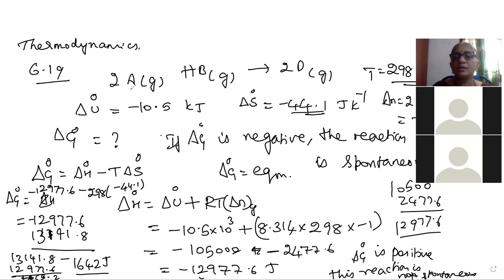Are you able to follow the steps? First, we have delta U naught. Using delta U naught, we calculate delta H naught, which is coming as a negative value. Using delta H naught in this expression, we find delta G naught, and delta G naught is coming as a positive value. So this reaction is non-spontaneous. Clear? Copy down fast.